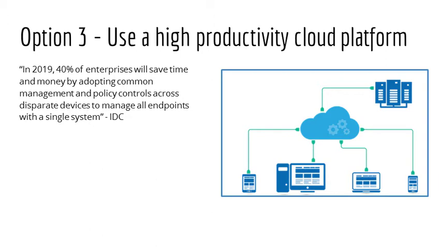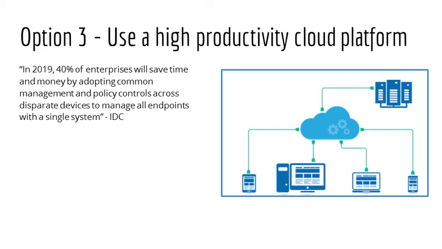On the next slide, we look at option three. Option three is to use a high productivity cloud platform. As IDC says here, 40% of enterprises will save time by adopting a single system to manage all of their devices, endpoints, and policies. And this is going to happen by 2019. So we see a shift from disparate tools to a single system and a single control plane to manage all of the data and devices in an enterprise. And this is key to building an engagement layer for enterprises that's mobile-centric.